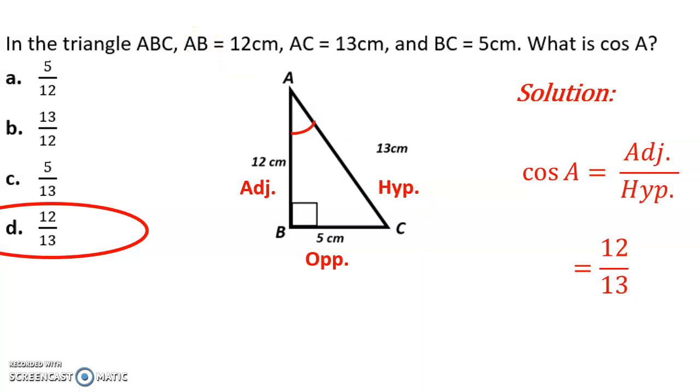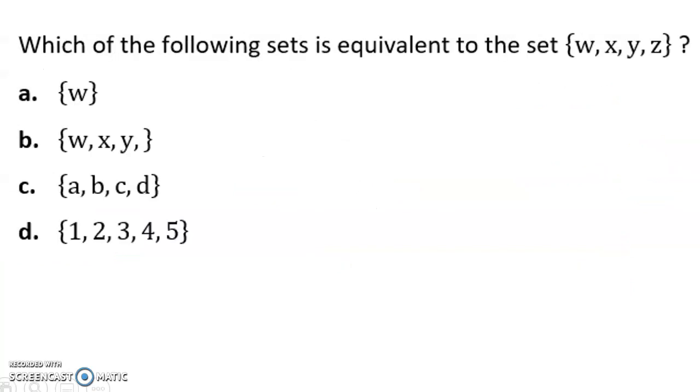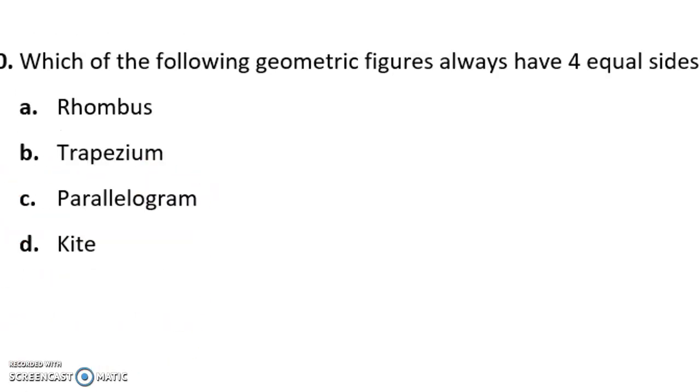Alright, okay. So the next question: which of the following sets is equivalent to the set WXYZ? For it to be equivalent, it just needs to have the same number of elements. So it has 4 elements. Which of these have 4 elements? A, no. B, no. D, no. C, yes. So our answer is C.